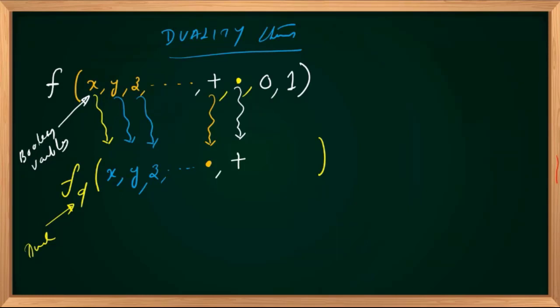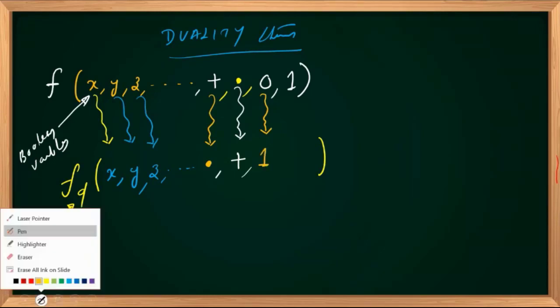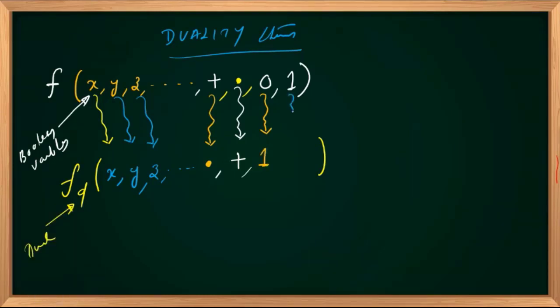So in your expression, if you're observing a constant, let us say logic 0, then you should replace that 0 with its complement. Complement of 0 is 1. Similarly, if you're observing a 1 in the initial function, while evaluating its dual function, you should replace that logic 1 with its complement, that is logic 0.